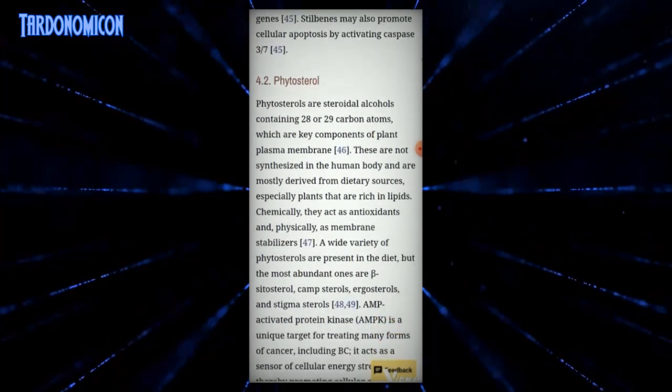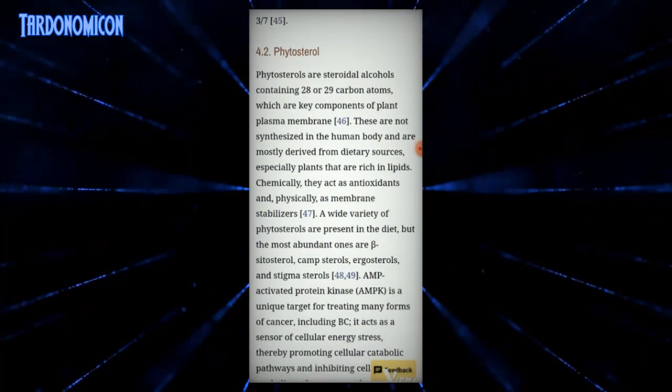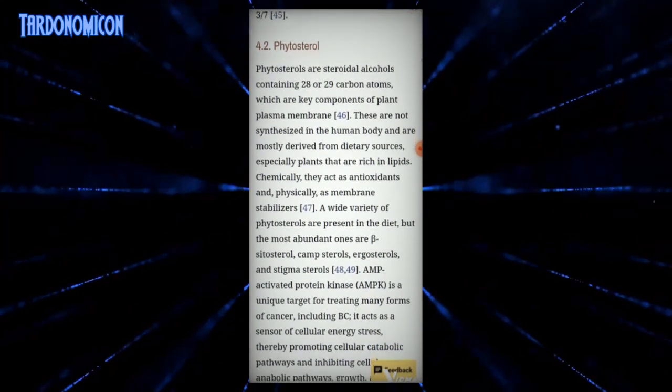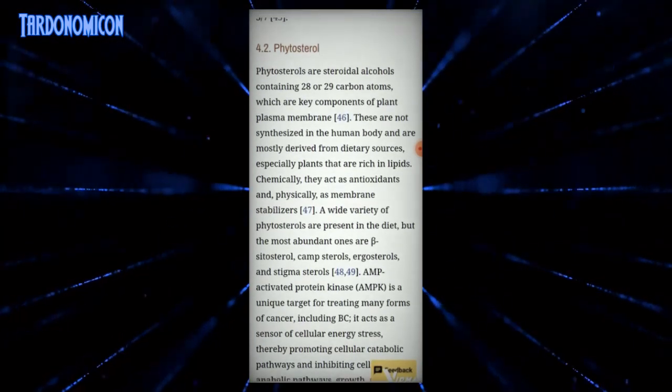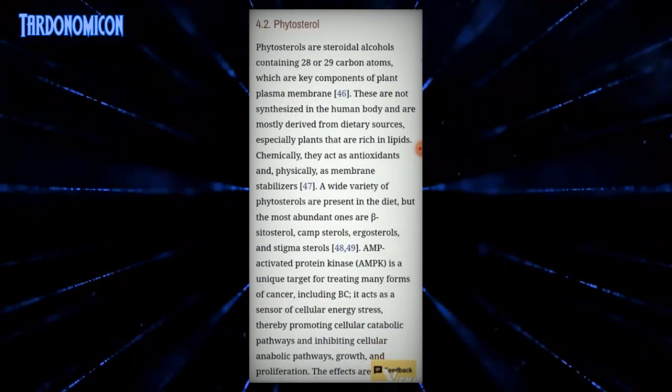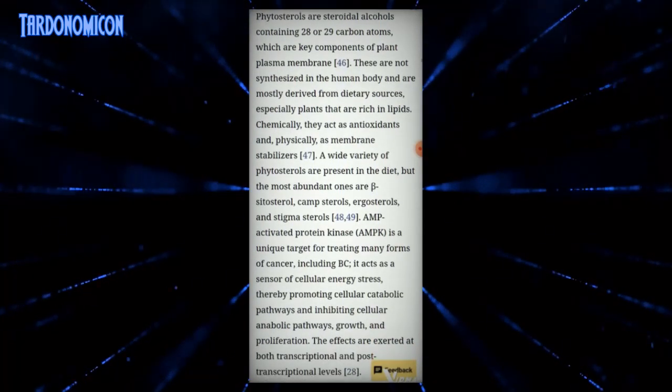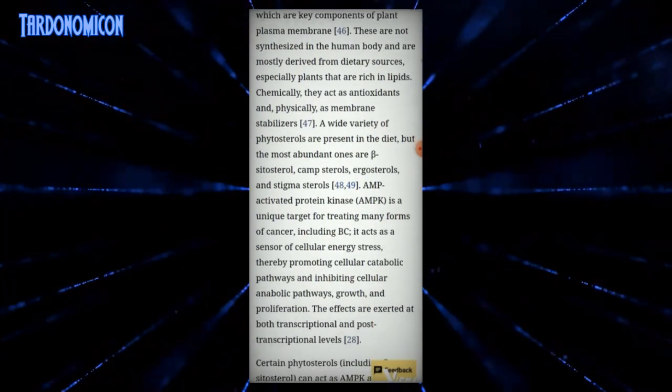Phytosterols. Phytosterols are steroidal alcohols containing 28 or 29 carbon atoms, which are key components of plant plasma membrane. These are not synthesized in the human body and are mostly derived from dietary sources.